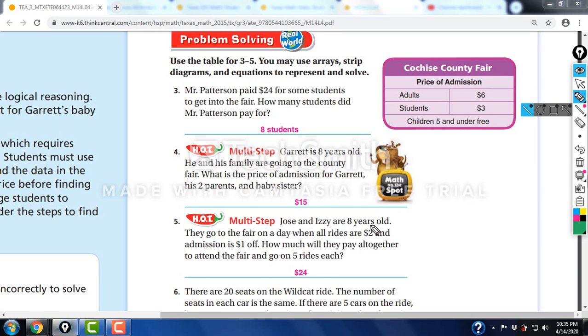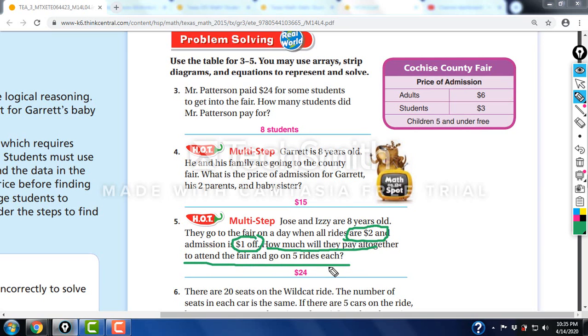Jose and Izzy are 8 years old. They go to the fair on a day when all rides are $2. Okay, all rides are $2. I know that. And admission is $1 off. Okay, $1 off. Pretty good deal. How much will they pay altogether to attend the fair and go on 5 rides each?